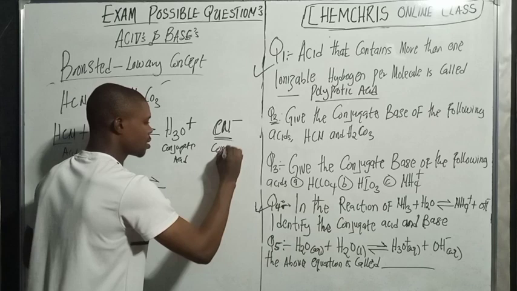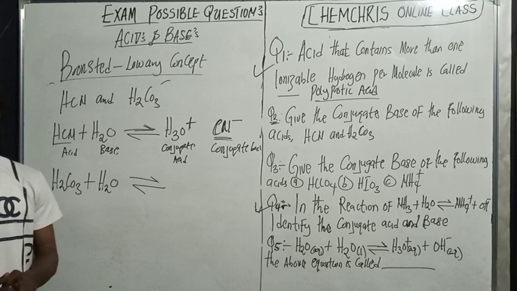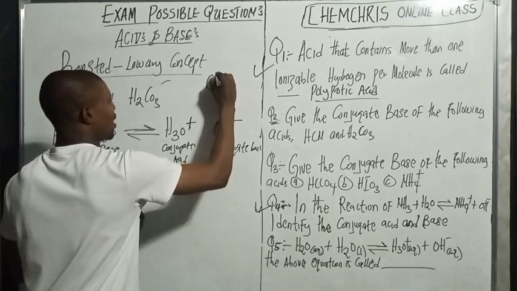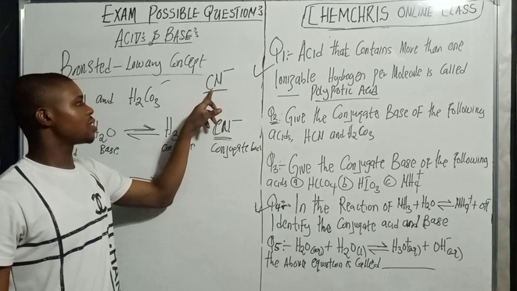Do you get that? So the conjugate base of this acid is CN minus. Do you understand now? The conjugate base of this one is CN minus. That is it. Because I asked for the conjugate base of the following acid: the conjugate base of HCN, hydrogen cyanide, is the cyanide ion. It lost one hydrogen.